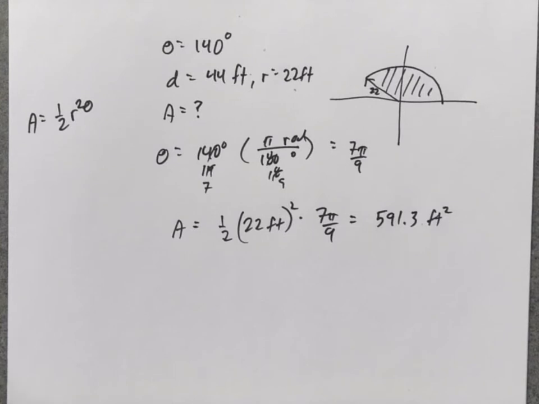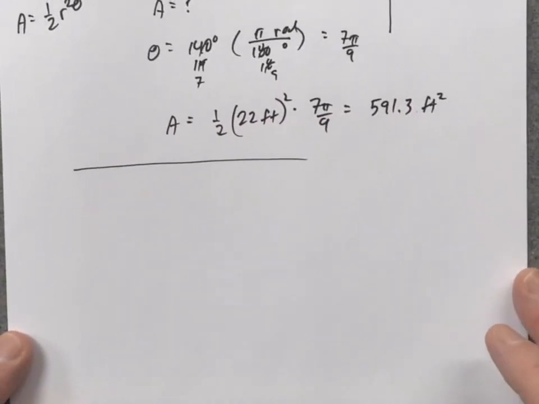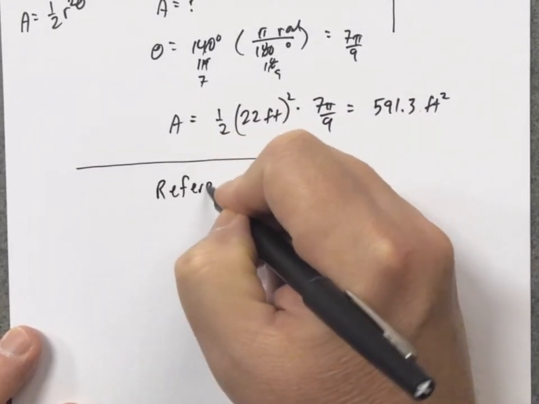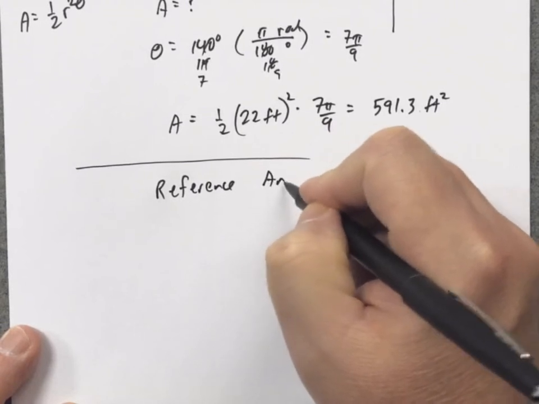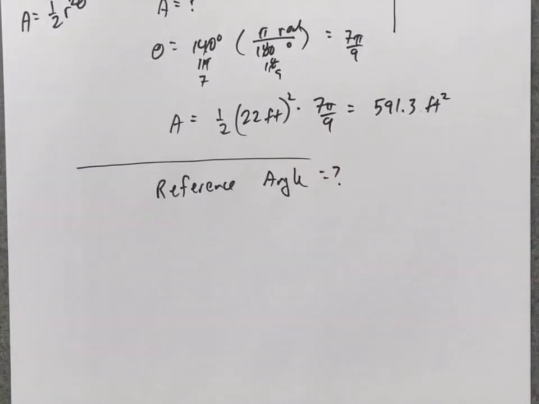Now let's go back to some angles again. The next problems, they give you some angles, and for each angle they ask you to find the reference angle. So the way these problems work is you have to be given an initial angle, and they say for this initial angle, find the reference angle.